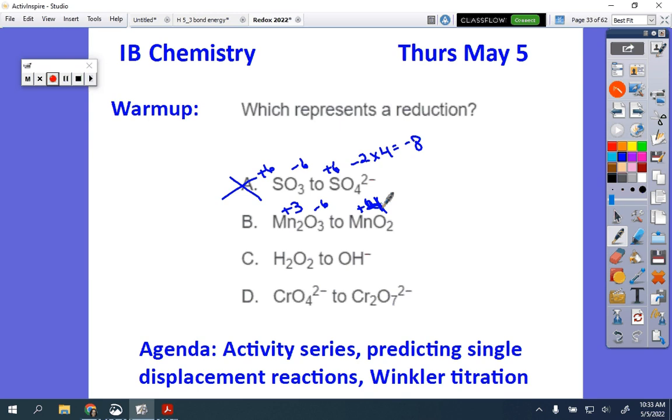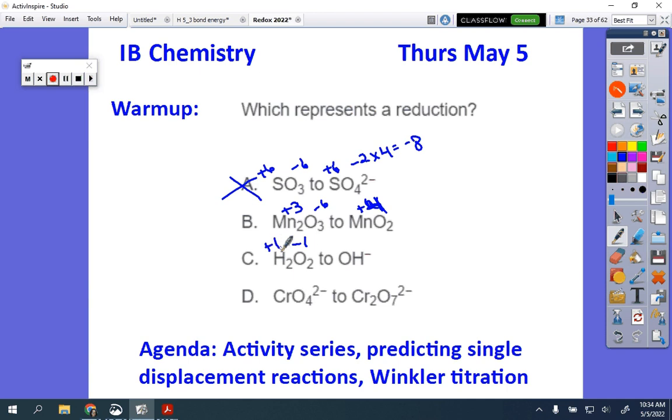All right, here we have a compound that you should be able to recognize. What is this? This is hydrogen peroxide. What is true about oxygens in hydrogen peroxide, or in any peroxide? That's right, it has a -1 oxidation state. So our hydrogens are always +1 here.